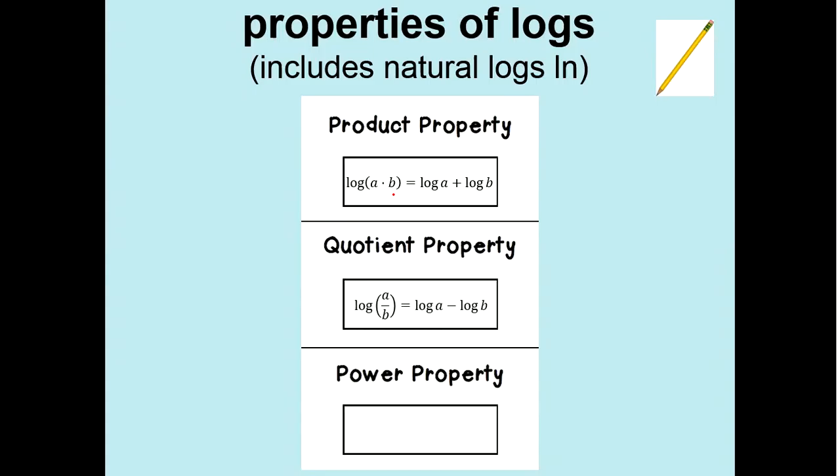Quotient property, same idea. If I'm dividing two values inside the log, I can subtract them with their own separate logs. That would be called expanding. So when I'm going from something smaller and making more than one log, that's what allows me to expand it. And then the power property: if I have inside my value something raised to a power, that power can get dropped out down in front and multiplied by the log.